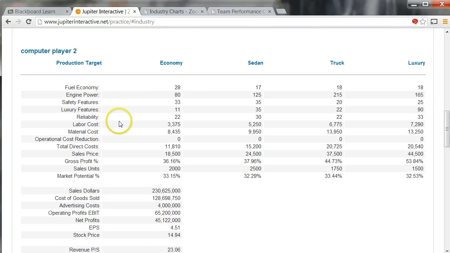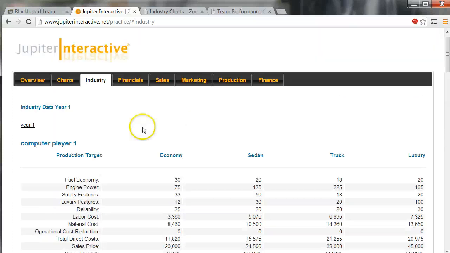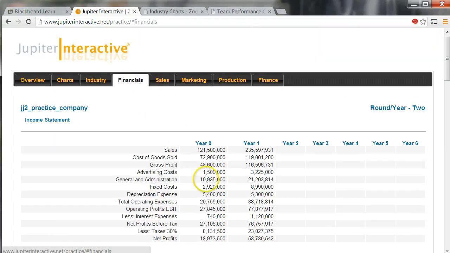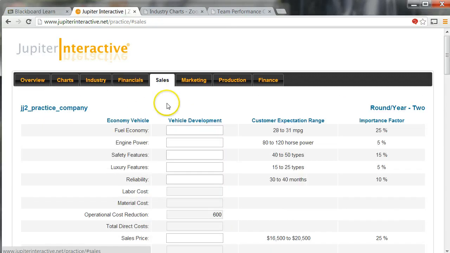And I should use this information to say, if I wasn't the best company, who was and what did they do, and how can I look at what they did and improve my performance? And then, of course, my financials are backed up, and then it starts all over again. So now I have to go into round 2.